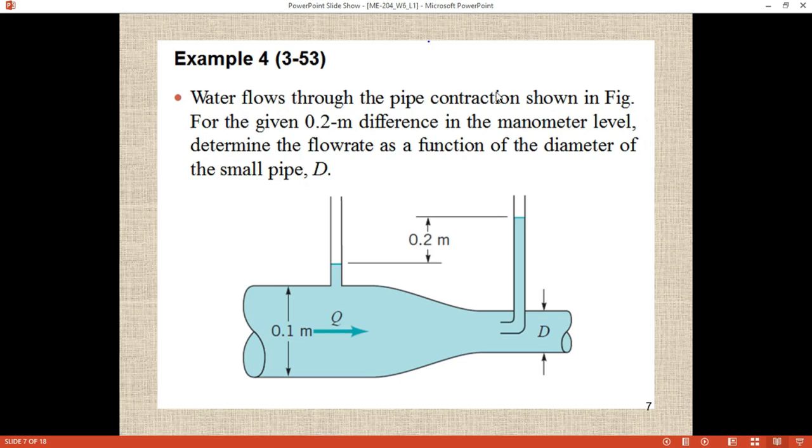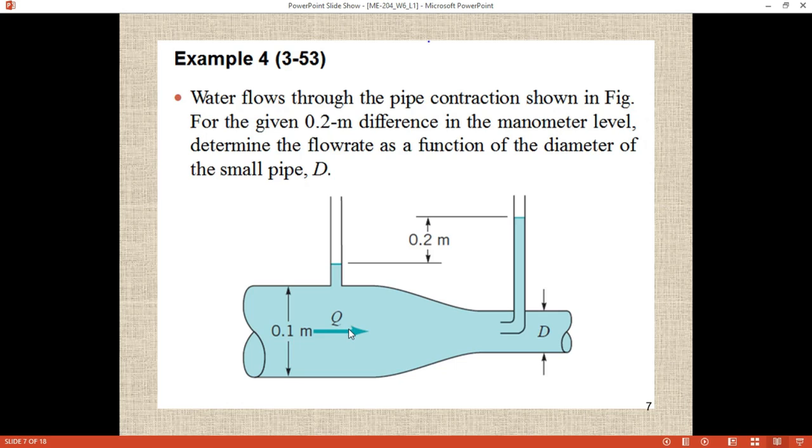Water flows through the pipe connection shown in the figure for the given 0.2 meter difference in the manometer level. So the difference of the manometer level is given. Determine the flow rate as a function of the diameter of the small pipe D. The flowing fluid is water. To find out the flow rate we know the equation Q equals VA. If you know the velocity of this section you can calculate the flow rate, and if you know the flow rate you can easily calculate the velocity and area of the other section. So to find out the flow rate we basically need the velocity.